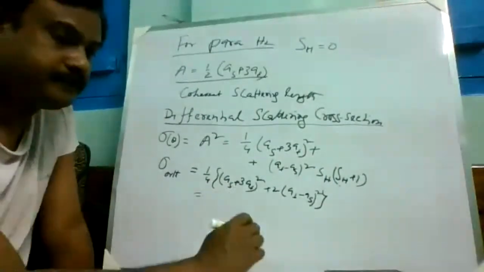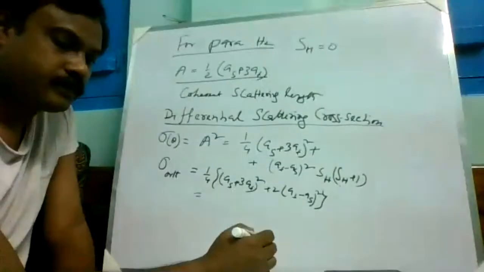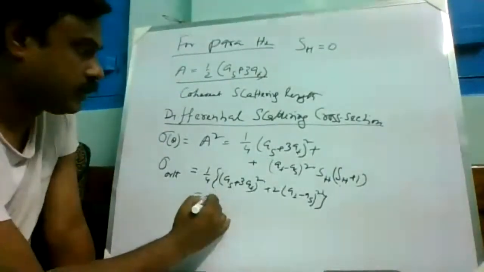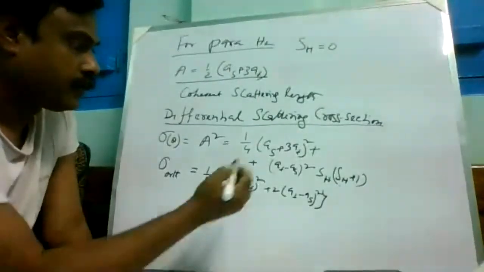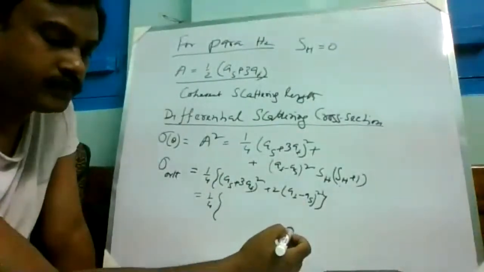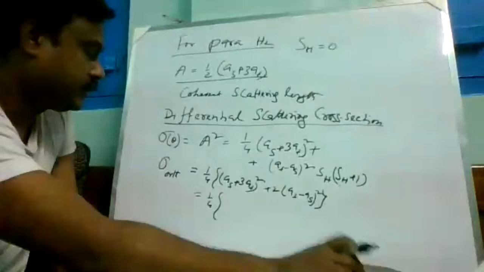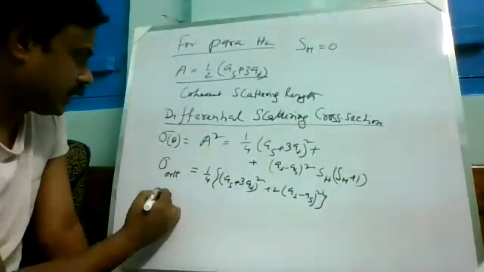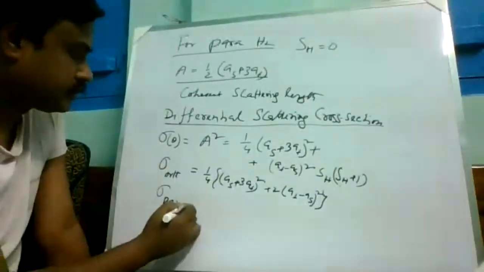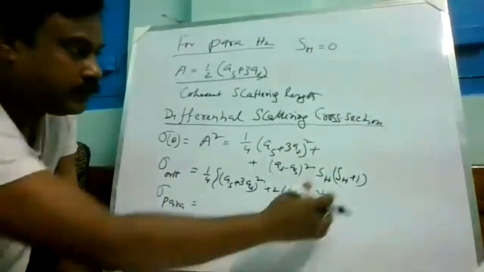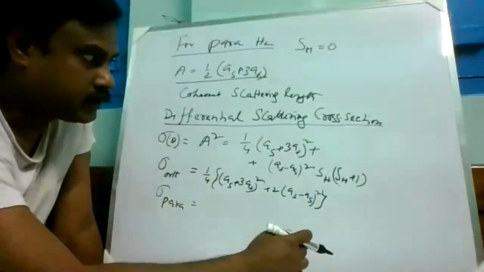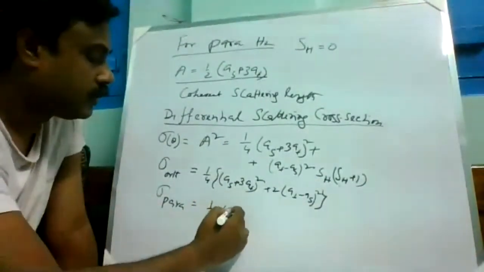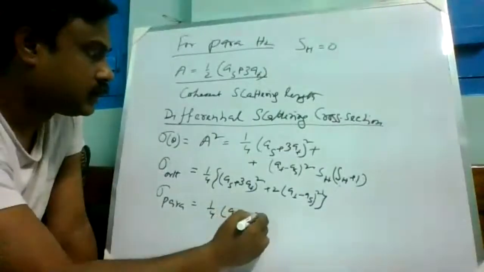So this will be 1 by 4. We work it out. Leave it, we don't have to simplify it. Do it later. And sigma para will be equal to, this will be equal to, SH will be equal to 0. So sigma para will be simply 1 by 4 AS plus 380.